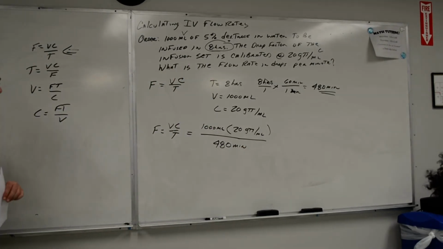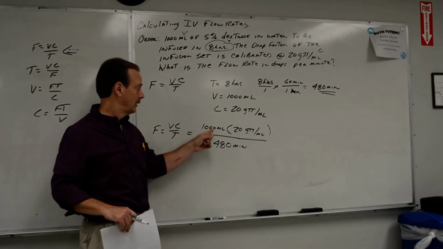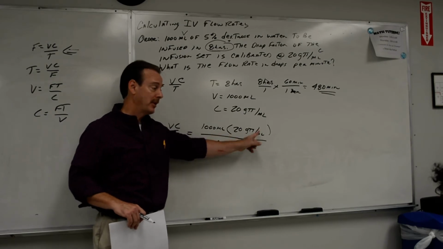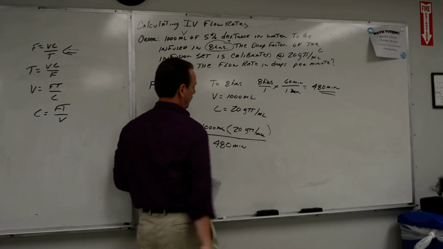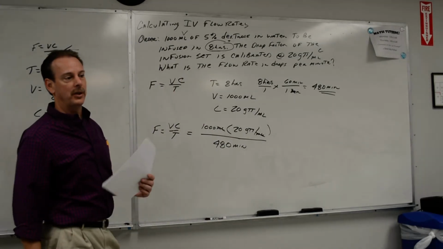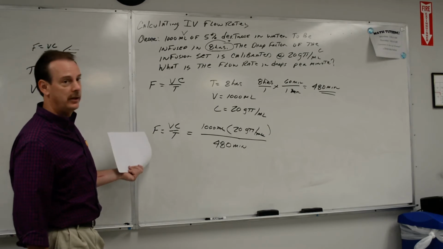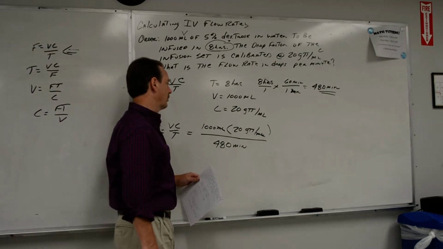Now there's our equation. Let's take a quick look at this. What's going to cancel? Well, we got milliliters here in our numerator. Over here we have milliliters in our denominator with our drops here. So this milliliter will cancel, this milliliter will cancel. What are we going to be left with? Drops per minute, right? And what is our flow rate? Drops per minute. So we're calculating it correctly.